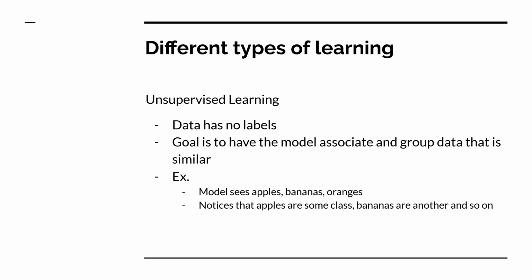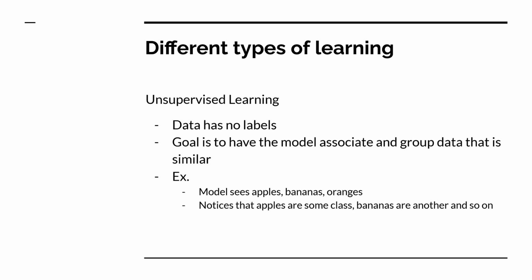In unsupervised learning, the data has no labels. The goal of this model is to associate and group data that is similar. So for example, let's go back to that fruit example. I feed it input data that has images of apples, bananas, and oranges. Over time, this model is going to notice that this group of images looks very similar. There's this other group of images that look pretty similar, and then so on with the oranges. And then it's basically going to give that to me.